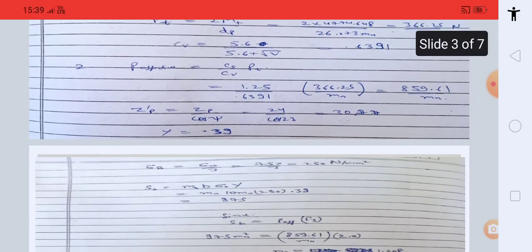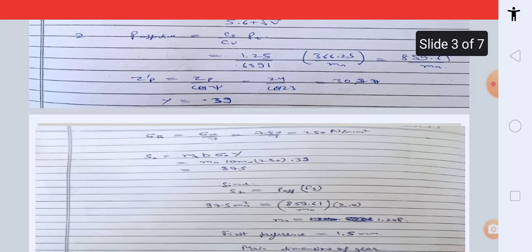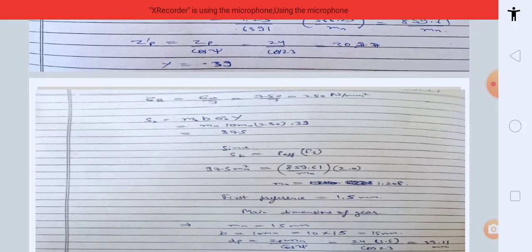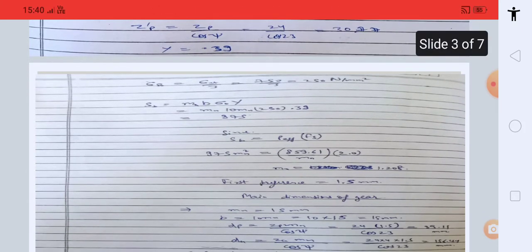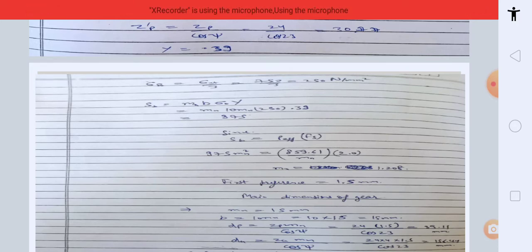From the table of the Bhandari design data book, we will get y, the Lewis factor, equal to 0.39 for 30.77 number of teeth. Now we will calculate sigma b, which is sigma ultimate tensile strength by 3, that is 750 by 3, 250 Newton per millimeter square.